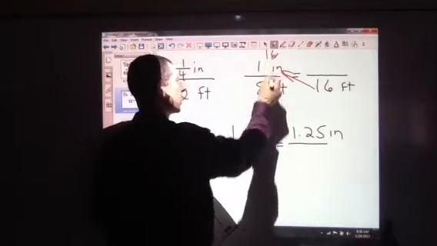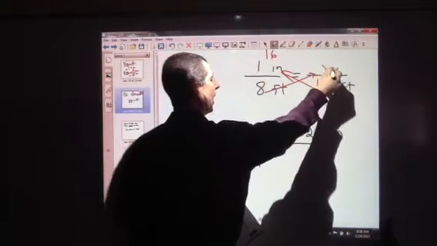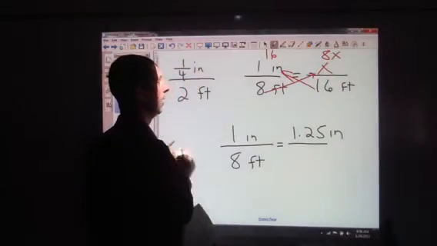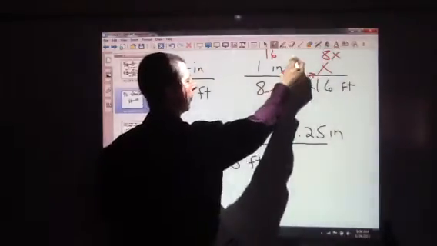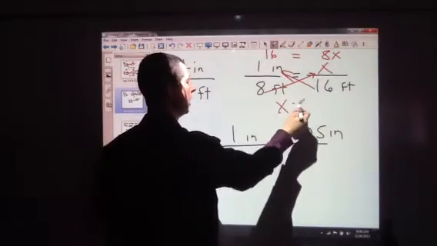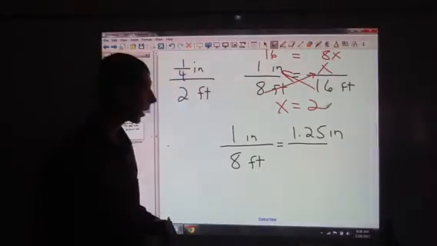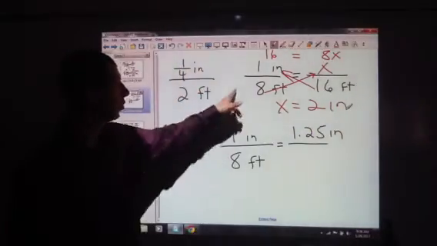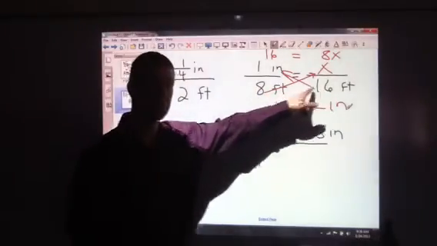16 times 1 is 16. 8 times, say, x here is going to be 8x. All right, and now we solve for x. We divide both sides by 8, so x is going to equal 2. In this case, inches.